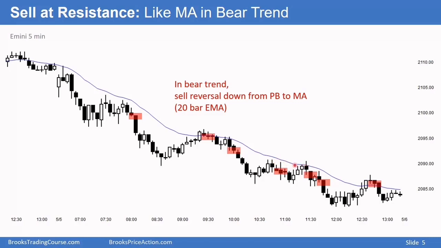Double top, bear bar, sell below the bear bar. Sell below the pullback from the breakout. This is the breakout of the double top. We have a pullback attempt, sell below that. Another test of the moving average, low 2, low 1, low 2.